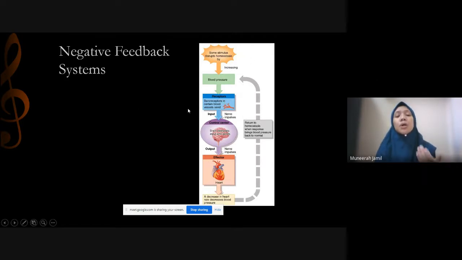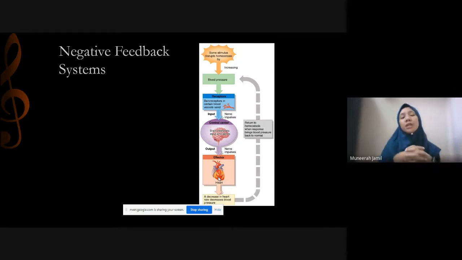Okay, so the receptor, the baroreceptor, will send an input through the nerve impulse to the control center, our brain. So the brain will interpret it. Oh yeah, it is a high blood pressure. Okay, it is a high blood pressure. So the brain then will send an output through the nerve impulse to the effector, which is the heart. Okay, so what does the control center instruct the heart to do? It instructs the heart to decrease in heart rate so that the blood pressure will also decrease.